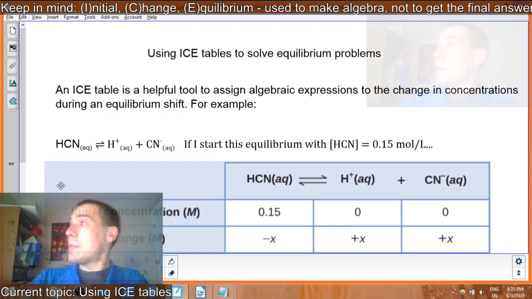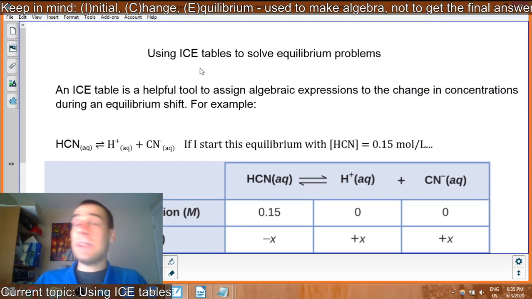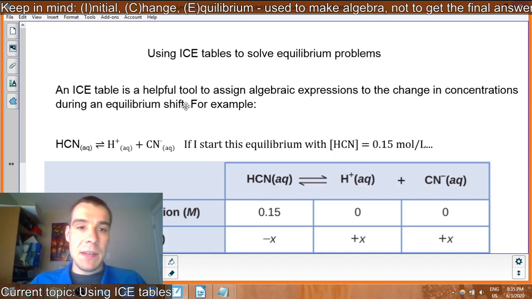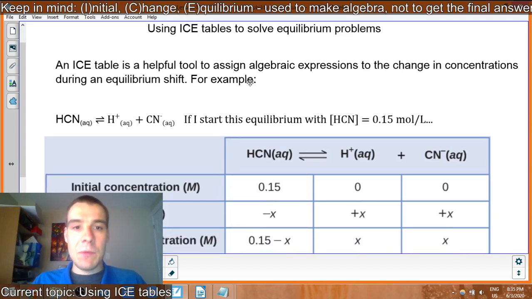So jumping into it, this is what's called an ICE table, and ICE stands for initial, change, equilibrium. That's what it stands for. It's used to make a mathematical expression, an algebraic expression, and it'll help us predict the changes in equilibria when we have an equilibrium shift.